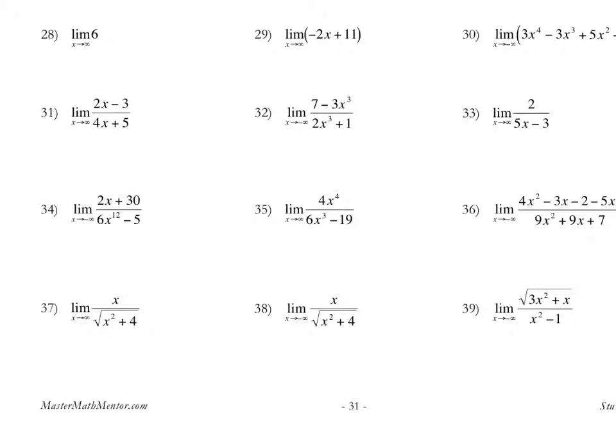Let's look at the solutions to the questions on page 31 of the handout called MMM Limits. This is number 28 through 39 on page 31 of that document. That's page 4 of the document. And we talked about doing these problems after we looked at limits as they approach infinity.